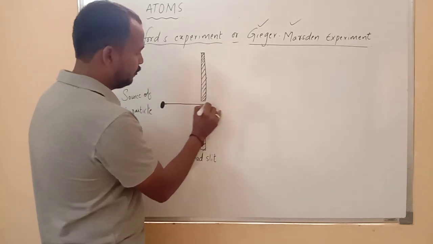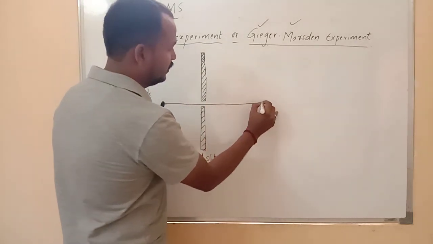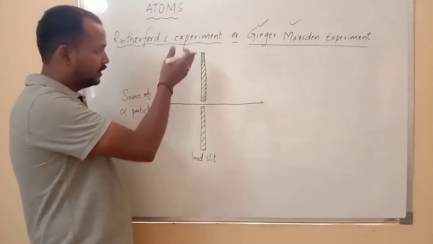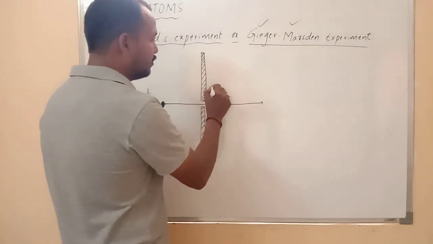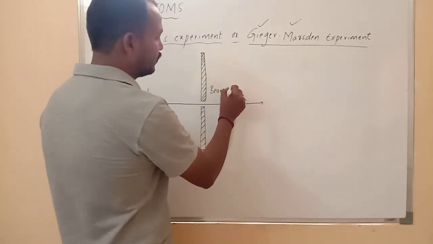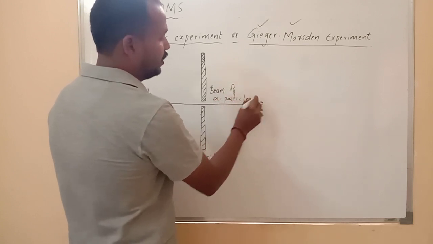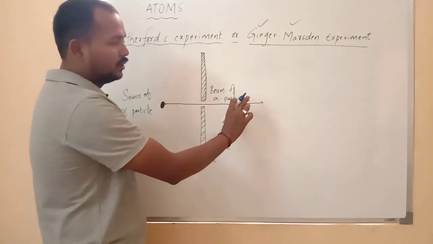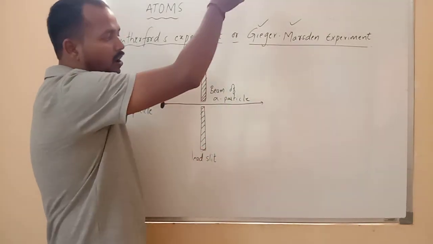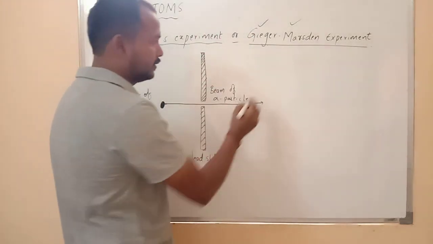From here, a narrow beam of alpha particles passes through this lead slit. Then it forms a beam of alpha particles. Now this beam of alpha particles should be made to fall on the thin gold foil.